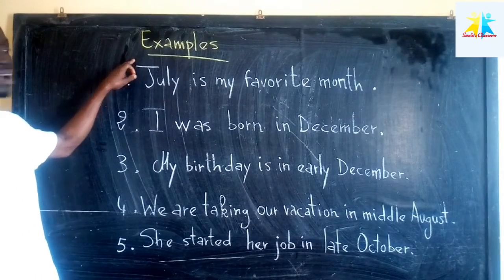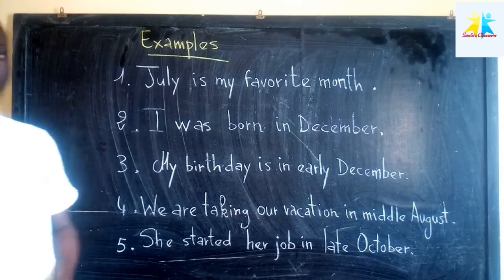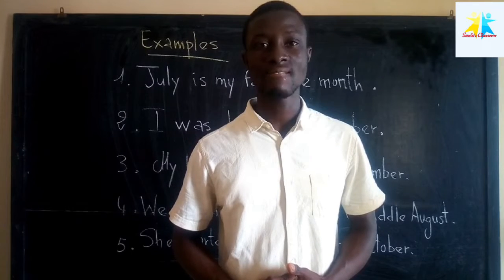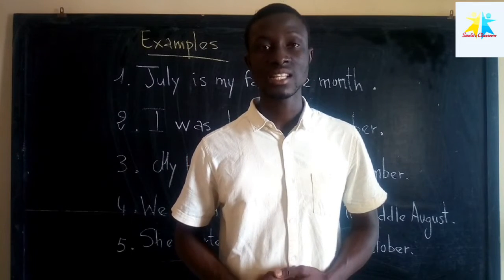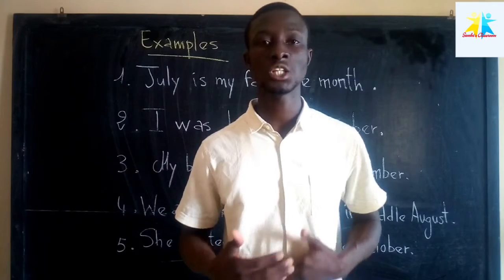Examples. July is my favorite month. C'est-à-dire le mois de juillet est mon mois favori. Le mois que je préfère.